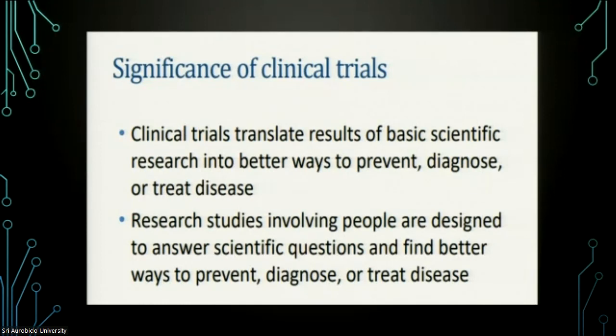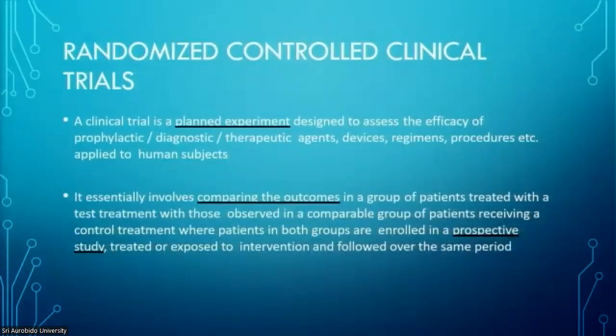Research studies involving people are designed to answer scientific questions and find better ways to prevent, diagnose, or treat the disease. These are also called randomized or non-randomized. Randomized controlled clinical trials, they are a planned experiment. It is pre-planned, designed to assess anything new, be it a diagnosis, a treatment, a drug, a prosthesis, an investigation. Any new thing you want to trial, it has to be a randomized controlled clinical trial.